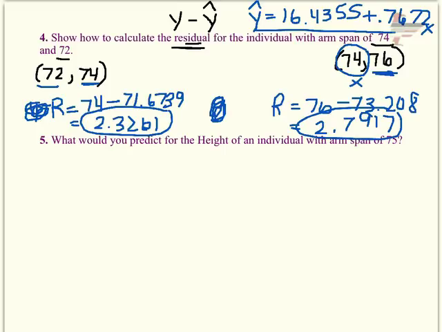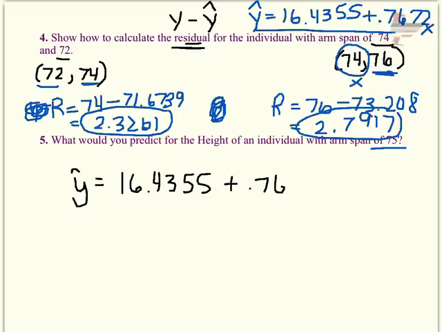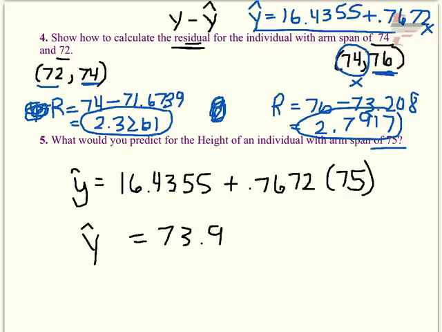Number 5 says, what would you predict for the height of an individual with the arm span of 75? So that's pretty straightforward. You just put in 75 for x, and that is 73.9755 inches, and you can double check and see if that's what you get.